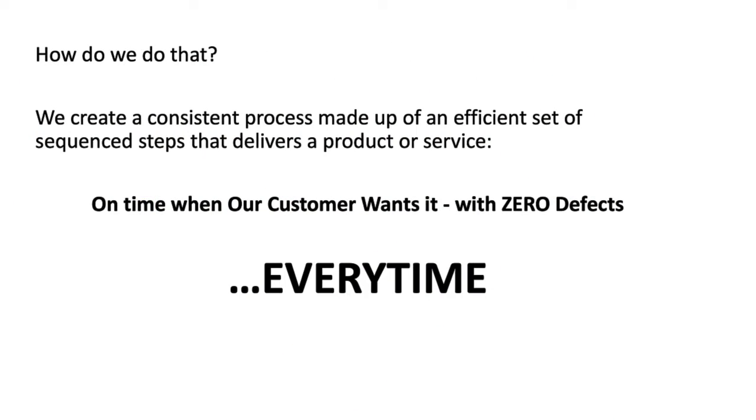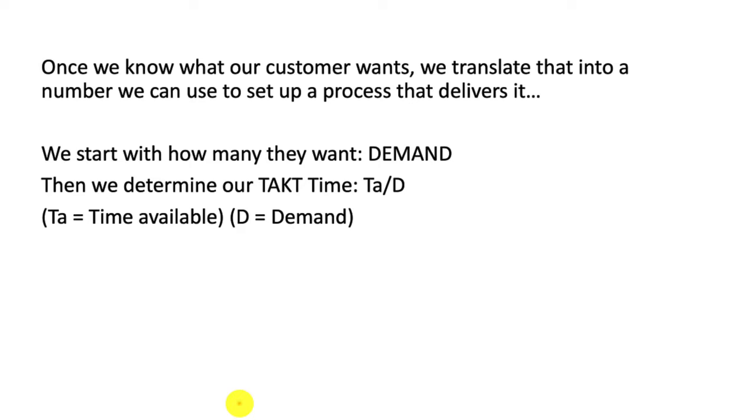So when we're trying to create an efficient and effective process, we need to create a consistent process made up of an efficient set of sequence steps that delivers a product or service. Basically, what we're saying here is that we want to deliver what our customer wants when they want it and how they want it. Once we know what our customer wants, we can translate that into a number that we can use to set up the process that delivers it.